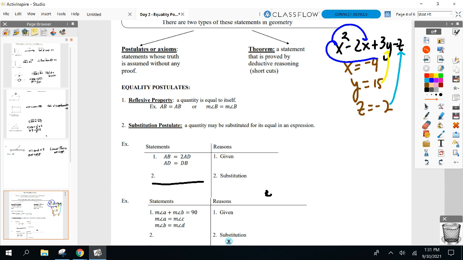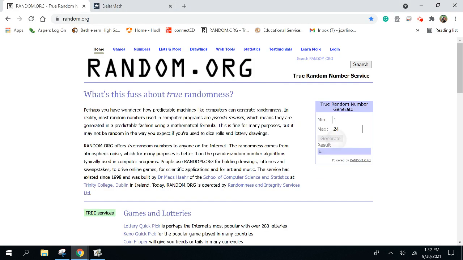Can you write me a new true statement based off of those two and substituting in something, a quantity, for another one? Okay, here we go. What do we think? Do we have a new one here? 5. Greg, did you get anything?